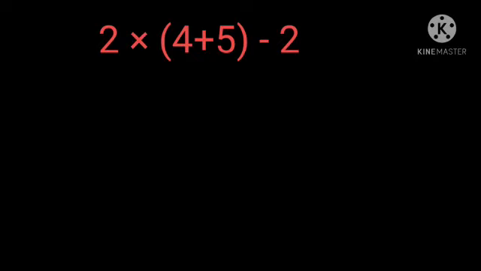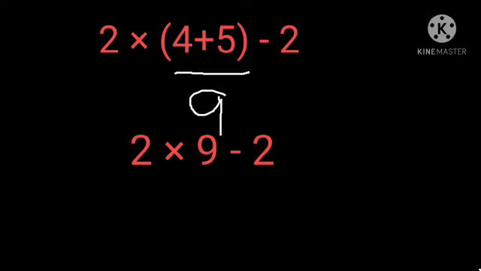If an expression contains brackets and multiple operations, then to get the correct answer, what needs to be solved first? Let's see what will be the answer for this expression. Since it has brackets, we will first solve the terms inside the bracket. Here we have 4 plus 5, so that is 9. That becomes 2 multiplied by 9 minus 2. So now we have simplified the bracket.